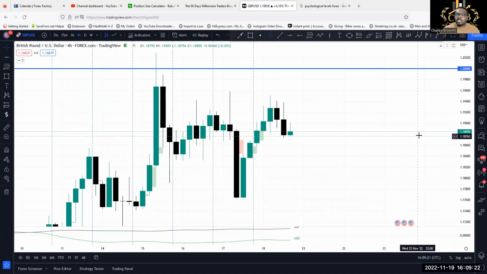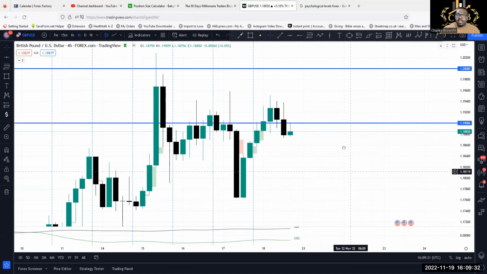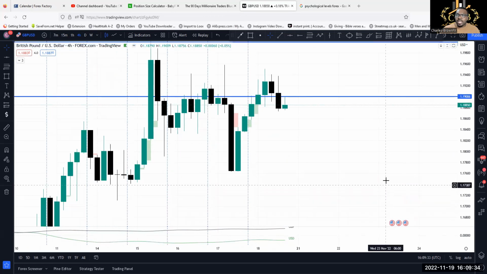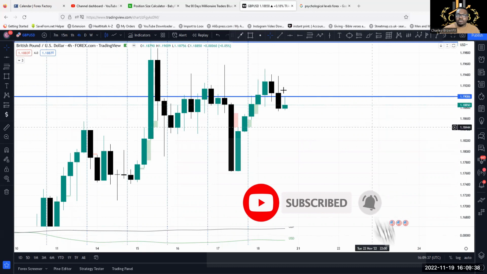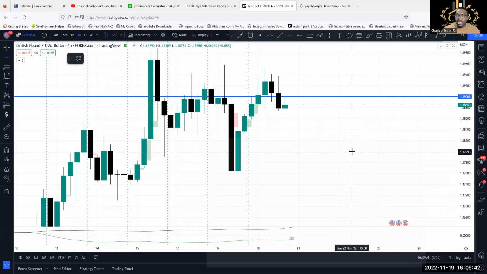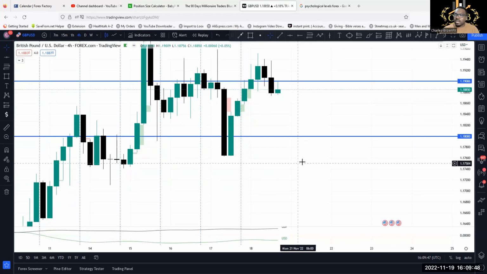Now, the next one that you want to see is this 1900. So you have your psychological level, the 1900, which is obviously 1.19. And then the next one you want to see is the 1800. We see price came up to the 1800 as well. Then we're going to put that psychological level there as the 1800. Now, remember, these are not lines. These are zones. All right.